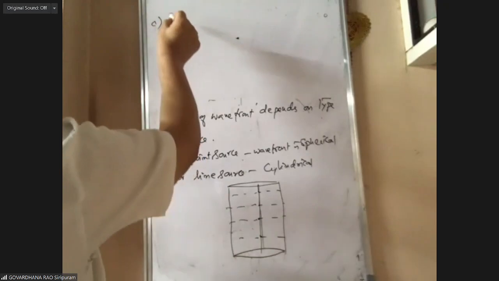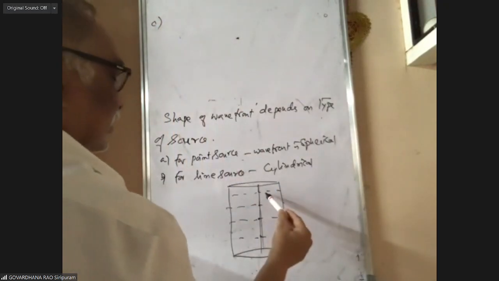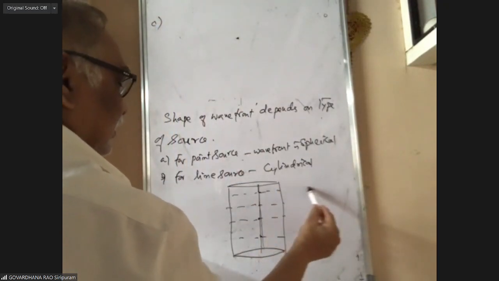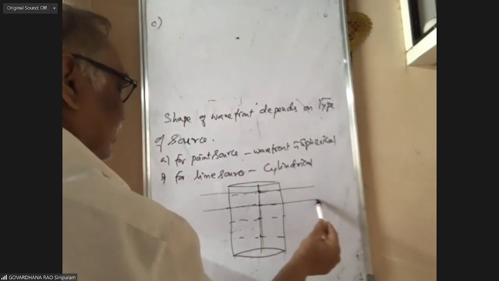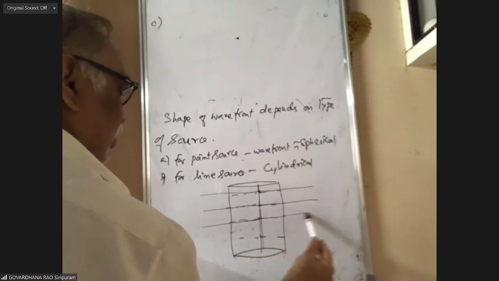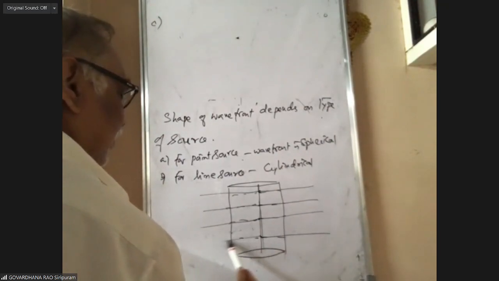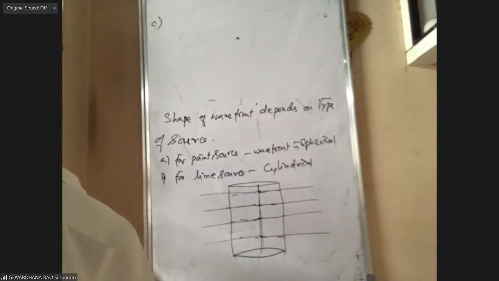See. Now, what are the rays? This is the wavefront. These are called rays. What is a ray? Rays are straight lines drawn perpendicular to the wavefront. These are all the rays.